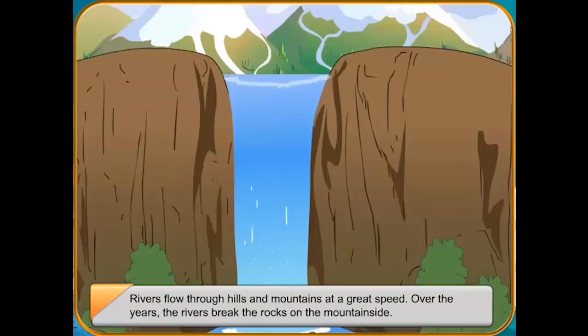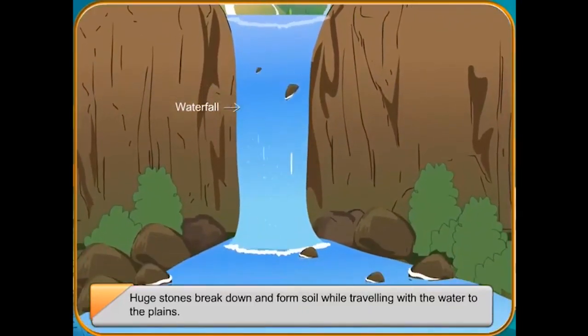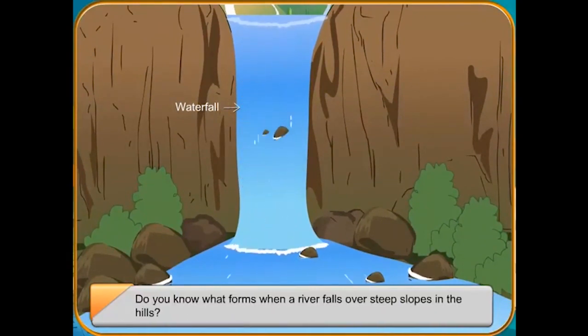Rivers flow through hills and mountains at a great speed. Over the years, the rivers break the rocks on the mountainside. Huge stones break down and form soil while traveling with the water to the plains. Do you know what forms when a river falls over steep slopes in the hills?